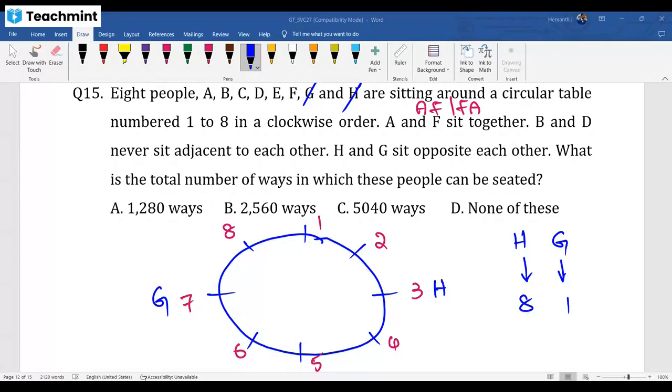Then you can go for the remaining, okay, AF, FA, fine. Then after that, you can see about B and a particular one more person. I think the screen is not visible right now, some issue. One moment. Try again meanwhile.